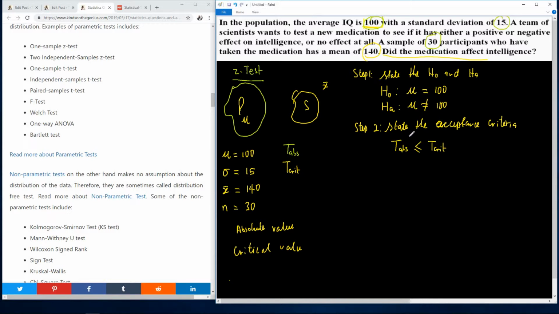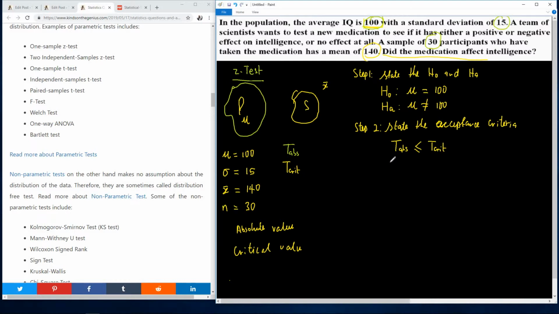So let me just clarify. The acceptance criteria is when the absolute value is less than or equal to the critical value. If this holds, that is the only way we are going to reject the existing hypothesis. All right, so we know that what they are doing is true. We accept the outcome of the result.